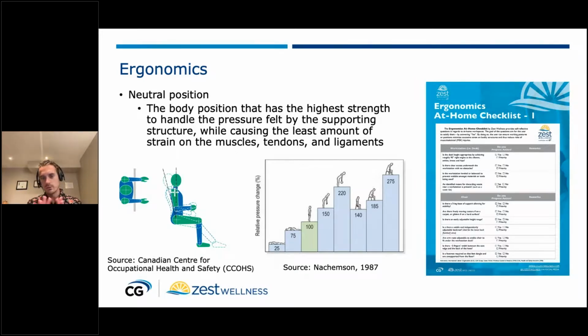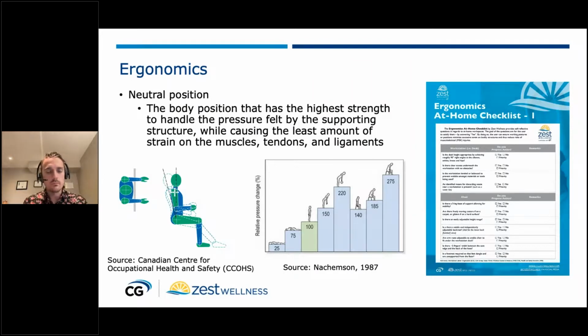And so the first thing when it comes to ergonomics and thinking about ergonomics for our pain management, in terms of sitting during the day in our working life, is that we want to do everything we can to maintain a neutral position, it's called. That's when the body position has the highest support to handle the pressure felt by the supporting structure while causing the least amount of strain on the muscles, tendons, and ligaments. You can see some images of what this neutral position looks like, and we can alter that neutral position a little bit during the day.